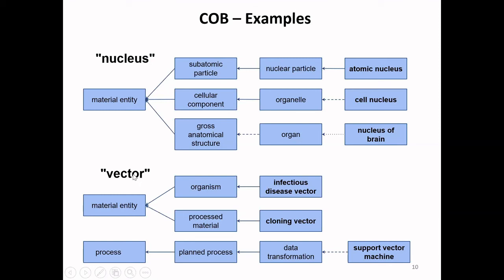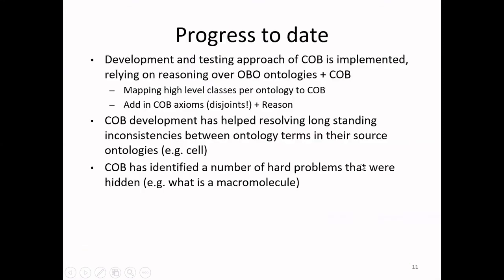Similar thing for vectors. Mosquitoes are vectors of malaria. You have cloning vectors you use in experiments, or you use vectors in mathematics or support vector machines. So the idea of this core is to make these differences apparent and make clear, if you're talking about vector, what kind of vector do you mean, and consolidate these kinds of inconsistencies.